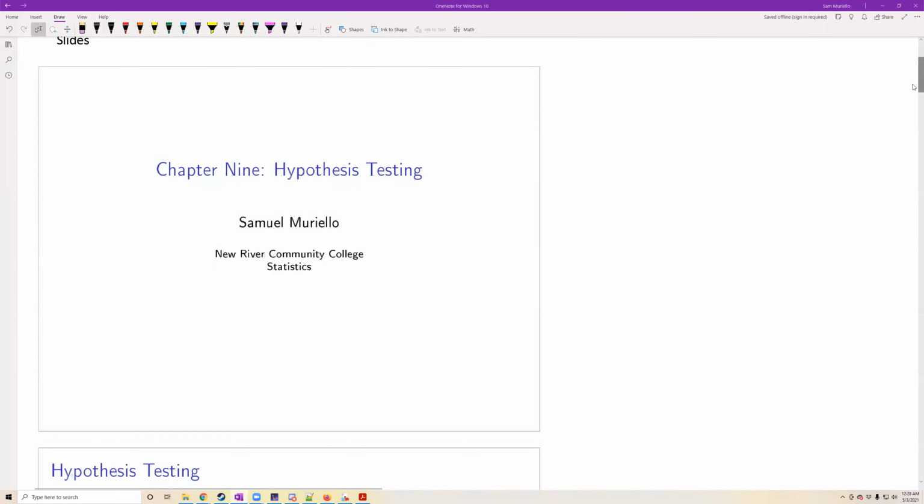Okay, welcome back. Today, we're going to talk about Chapter 9, which deals with hypothesis testing. Now, hypothesis testing is very, very similar to confidence intervals, which we covered in Chapter 8. The big difference is that for a confidence interval, all we're trying to determine is a certain range where we believe the mean might be.